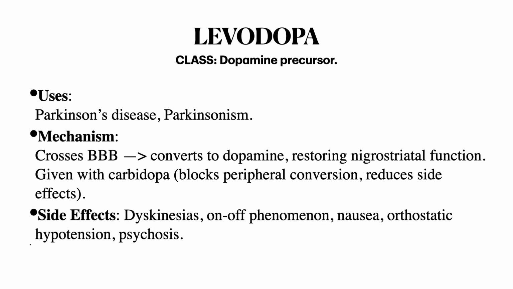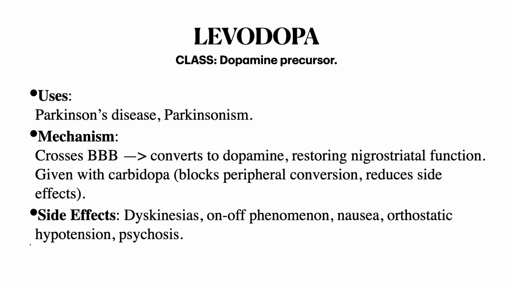The other drug that we have is levodopa. It belongs to the dopamine precursor class, and the uses are Parkinson's disease and Parkinsonism. Parkinson's disease and Parkinsonism are quite different, because Parkinsonism presents with a spectrum of disorders like tardive dyskinesia, muscle dystonia, those kinds of things. The mechanism of action of this drug is that it crosses the blood-brain barrier and then converts to dopamine, restoring nigrostriatal function, which is actually degraded in the case of Parkinson's, right? So we have to give levodopa with carbidopa so that it blocks peripheral conversion and also reduces side effects, right?